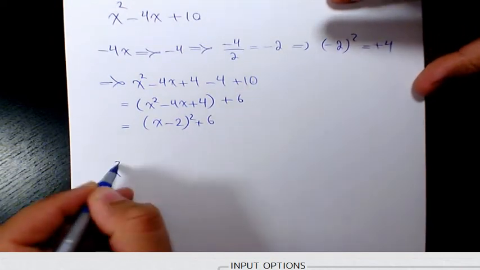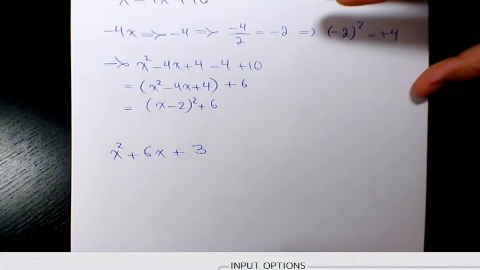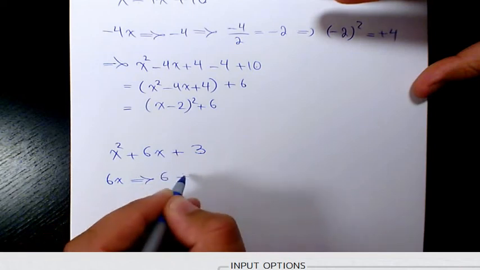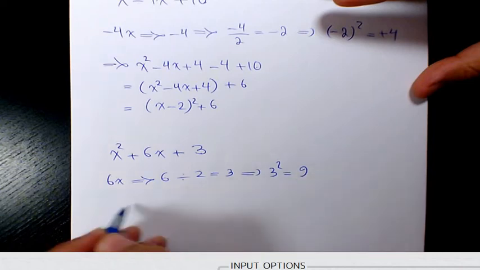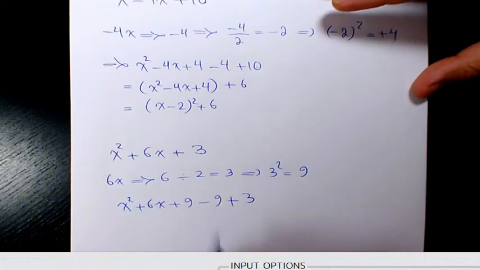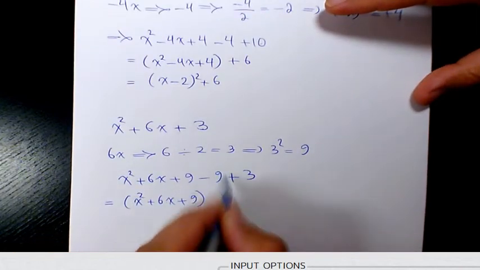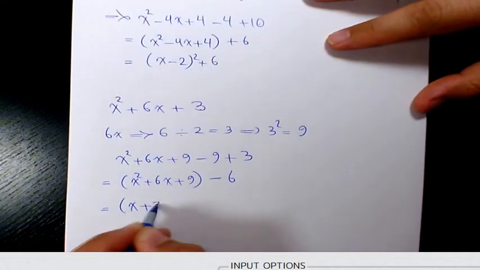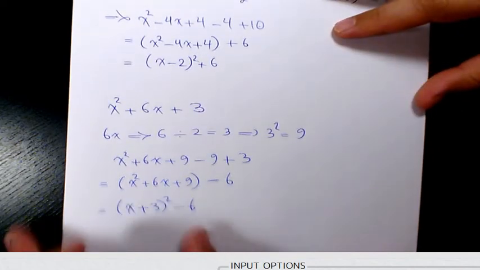Next, x squared plus 6x plus 3, let's say. So in this case, 6x, the coefficient is 6, divided by 2 is going to be 3. 3 squared is going to be positive 9. So we add and subtract positive 9. Therefore, x squared plus 6x plus 9, negative 9 and 3 is going to be negative 6. So we have x plus 3 squared minus 6. That's called completing the square.